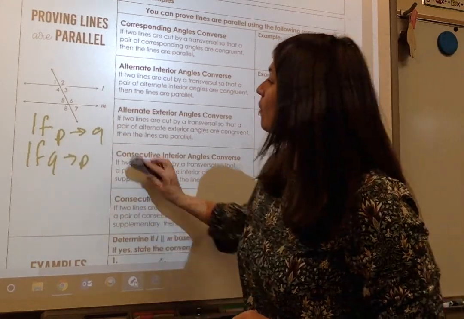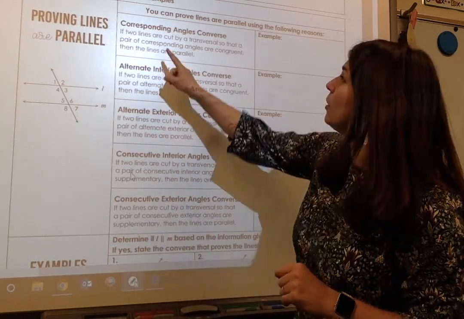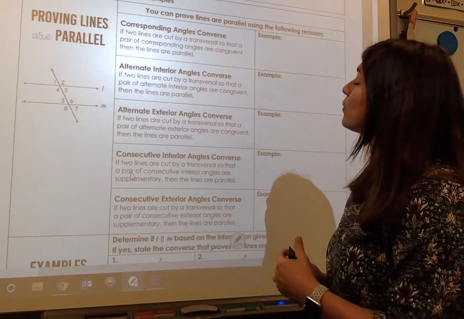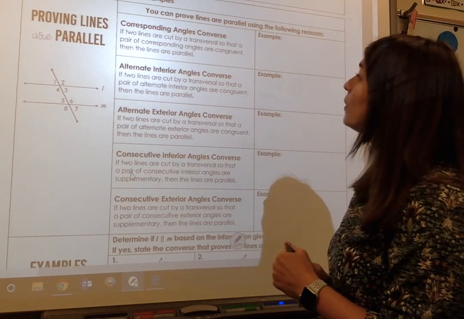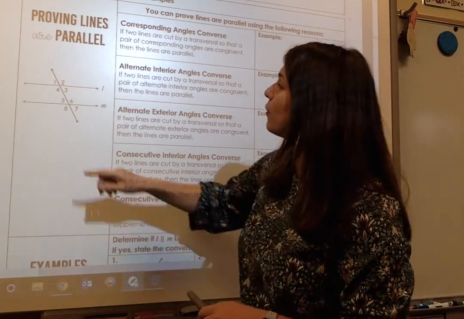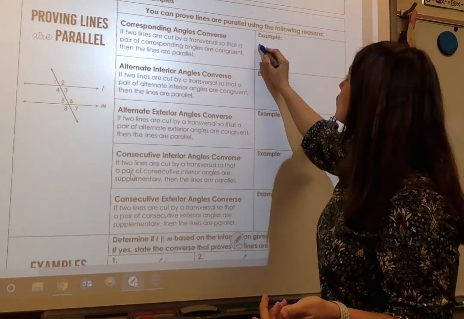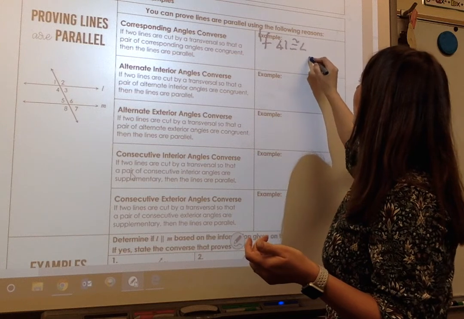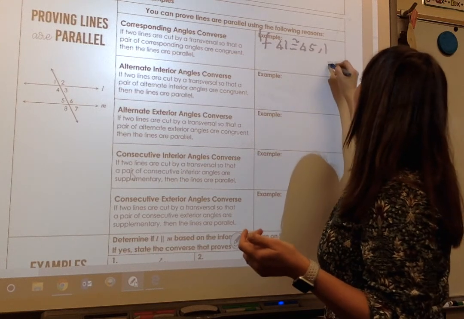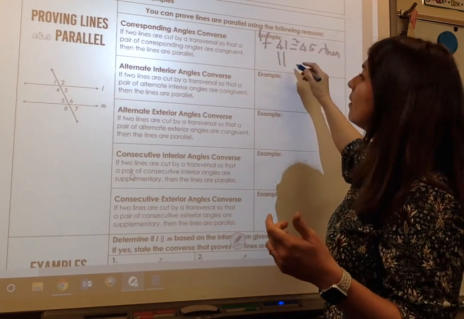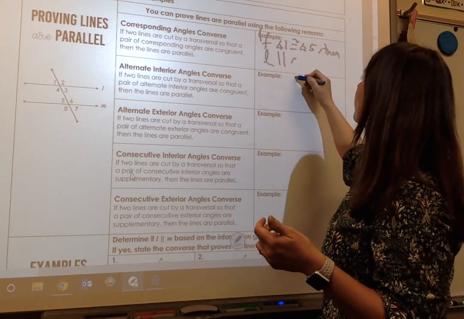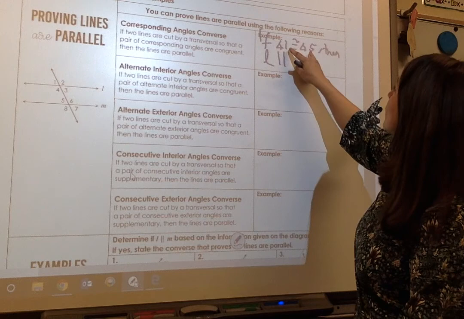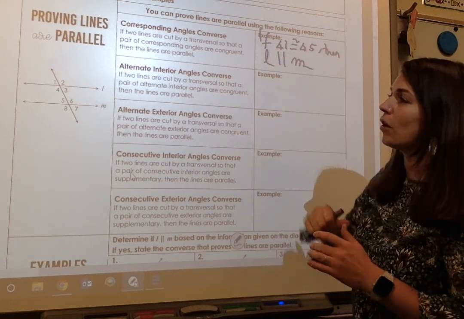If we look at this diagram over here, and I want to use the corresponding angles converse: if two lines are cut by a transversal so that a pair of corresponding angles are congruent, then the lines are parallel. So if I look at angles 1 and 5, my example is that if angle 1 is congruent to angle 5, then L is parallel to M. Okay, so that's how that works. If those angles are congruent, then our lines are parallel.